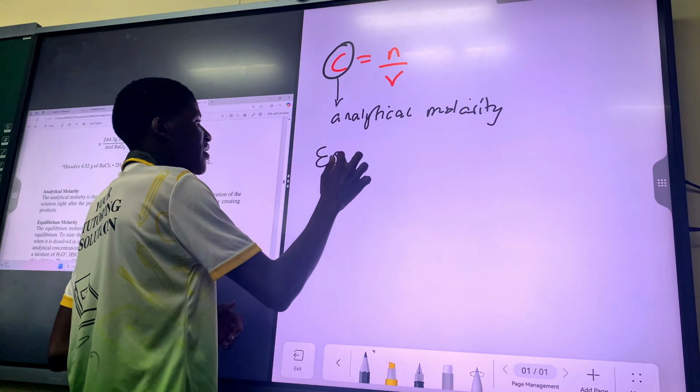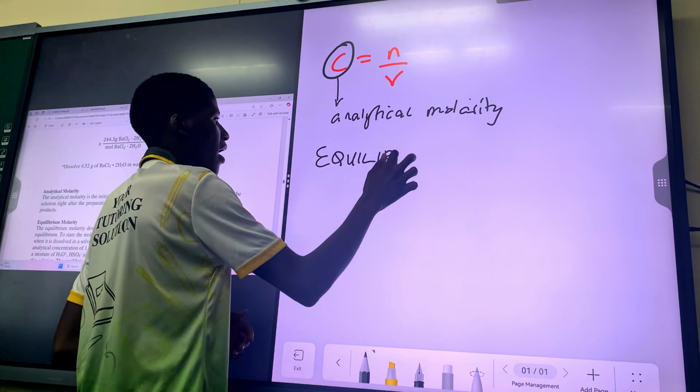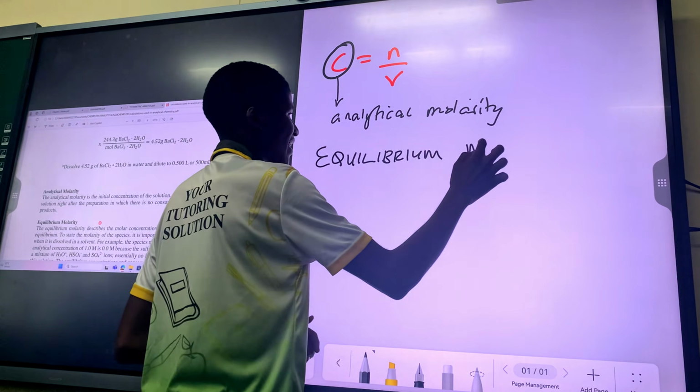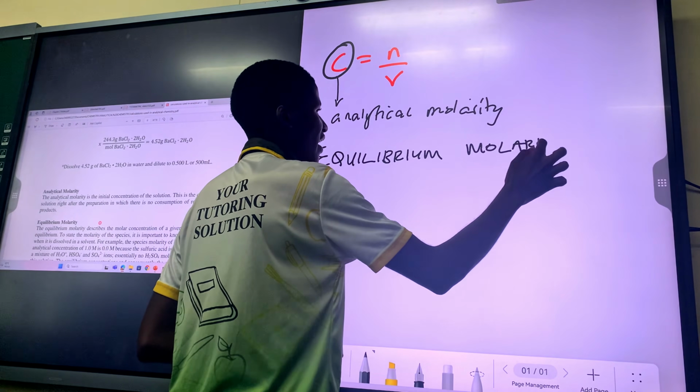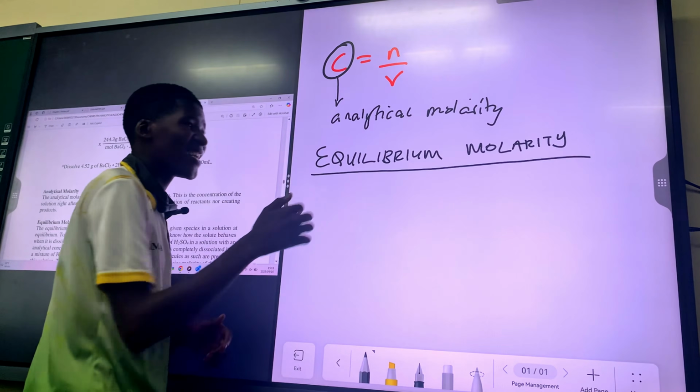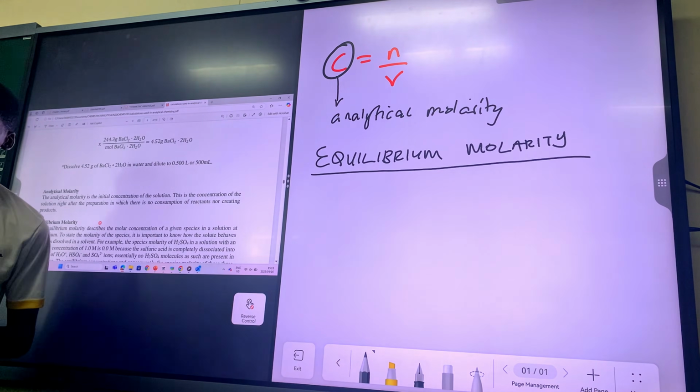We have another one known as an equilibrium molarity. Now, equilibrium molarity is the molarity at equilibrium.